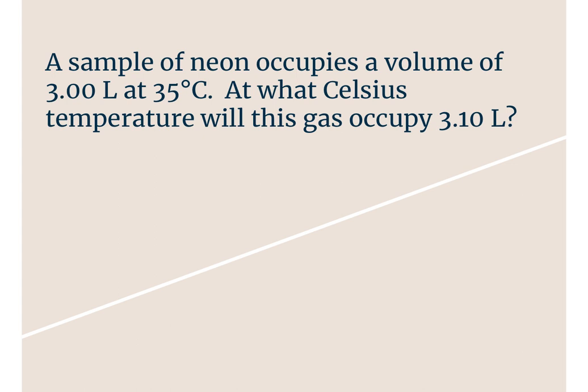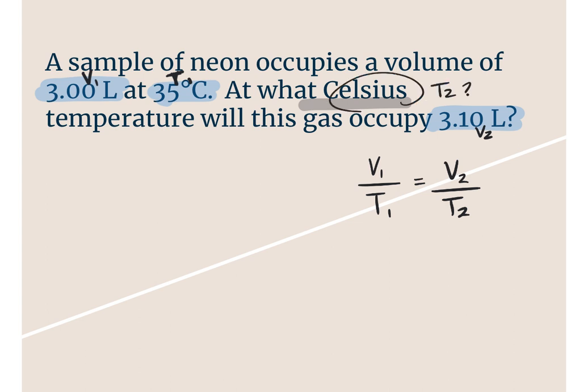So looking at another problem very similar to what we just saw using Charles' law, now we have a sample of neon gas that's occupying a volume of 3 liters at 35 degrees Celsius. It's then increased its volume to 3.10 liters, so we want to try to figure out what the new temperature is, okay, that new Celsius temperature. So if I remember, my equation is V1 over T1 equals V2 over T2. I have V2, I have T1, and I have V1. My unknown here is going to be this new T2. That's my questionable one.